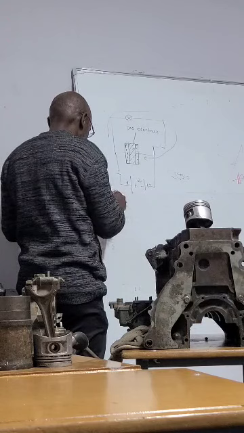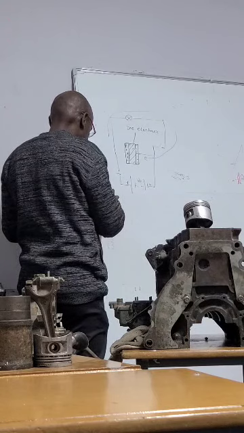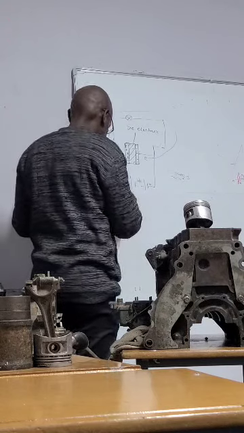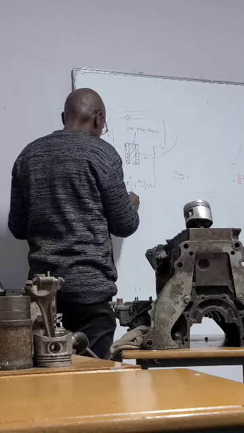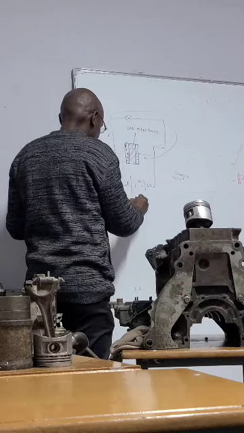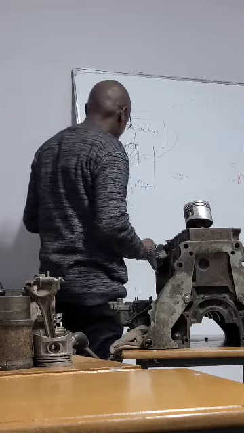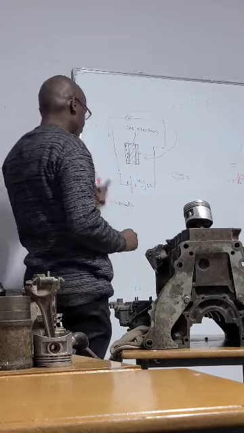The standard symbol representing an ordinary capacitor is two lines that are parallel and equal in length. This represents a capacitor. We also have other capacitor varieties.